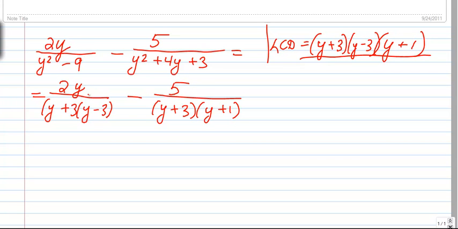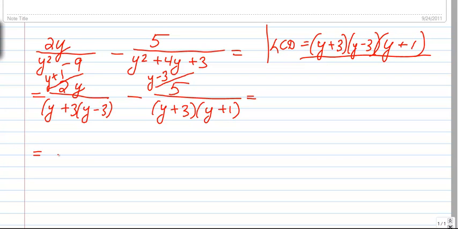And before we proceed, now we need to find the factors we need to multiply our numerators. As usual, we compare the old first numerator with the LCD, and we can see that the factor that is missing is y plus 1. So we need to multiply the numerator by y plus 1. And in the second denominator, the factor that is missing is y minus 3. So we need to multiply by y minus 3.